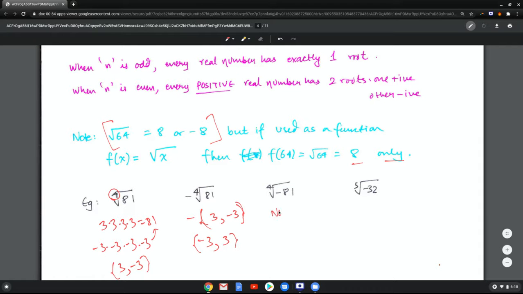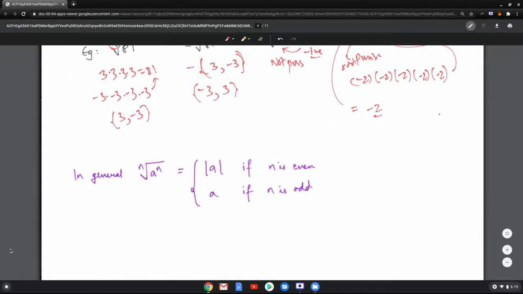Now this is not possible. Why? Because, well, you have a negative inside. And this is possible because it's an odd power. This is odd, right? If it's odd, it means I can have negative 2, negative 2, negative 2, negative 2, negative 2, and that gives me exactly negative 32. So this equals negative 2.